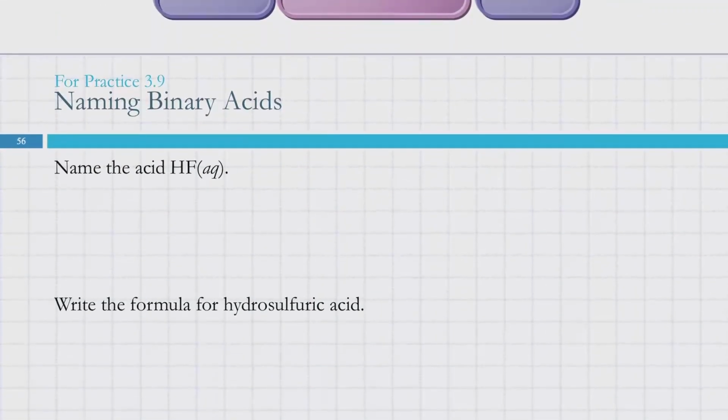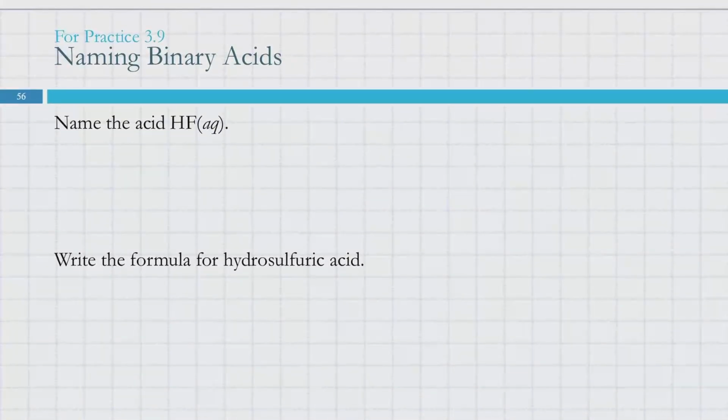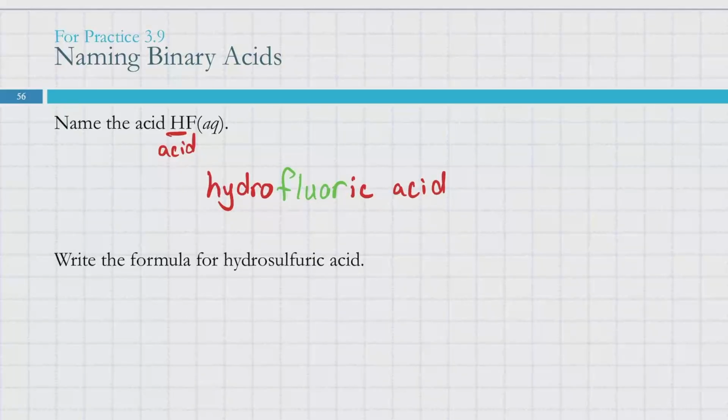So if we want to write a name for HF, it's aqueous, so we know it's an acid, or it's acting as an acid, we'll name it as such. It starts with H, so it must be an acid. And it's just two things, it's binary. So we're going to start off the name with hydro. And then F is fluorine. The base for that is fluor. We change the ending to -ic, and we add acid to the end. So HF aqueous would be hydrofluoric acid.